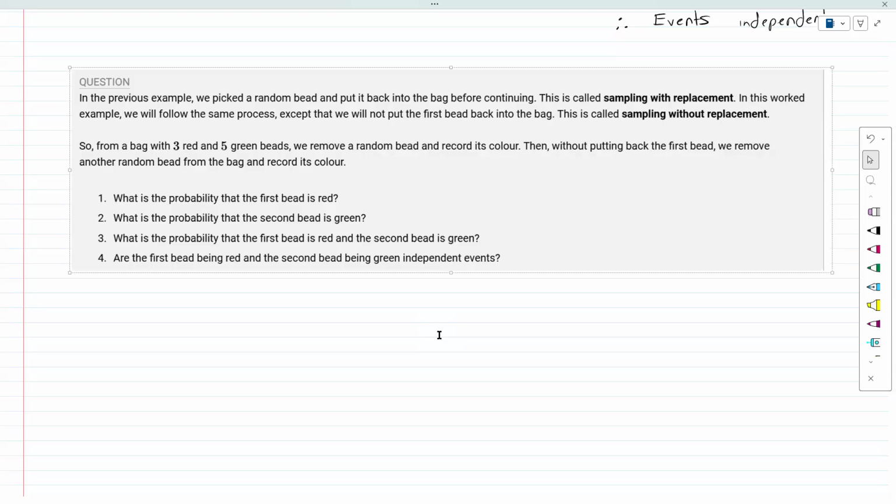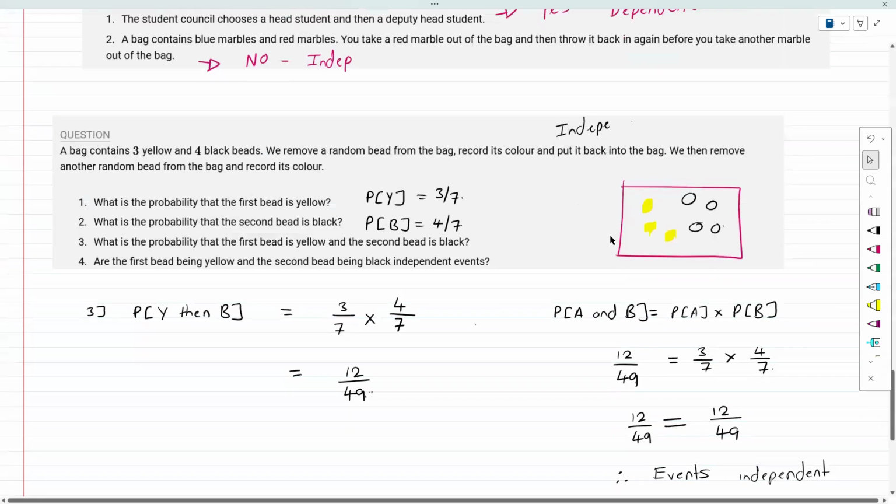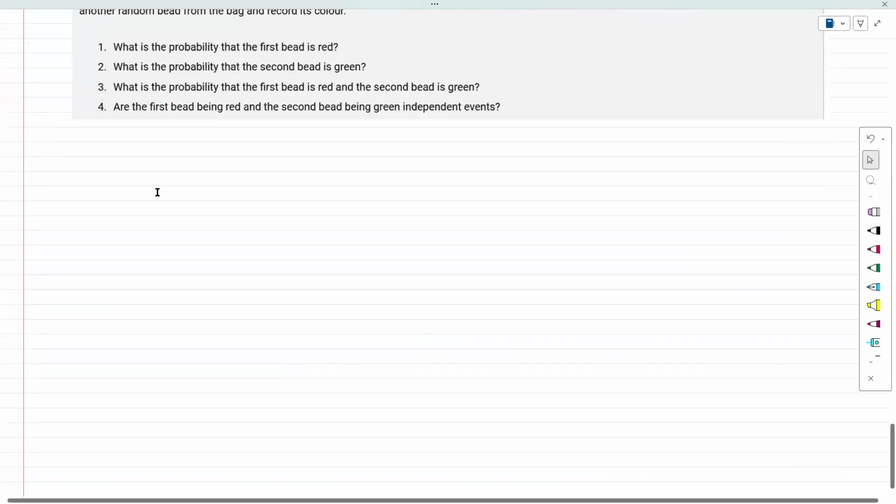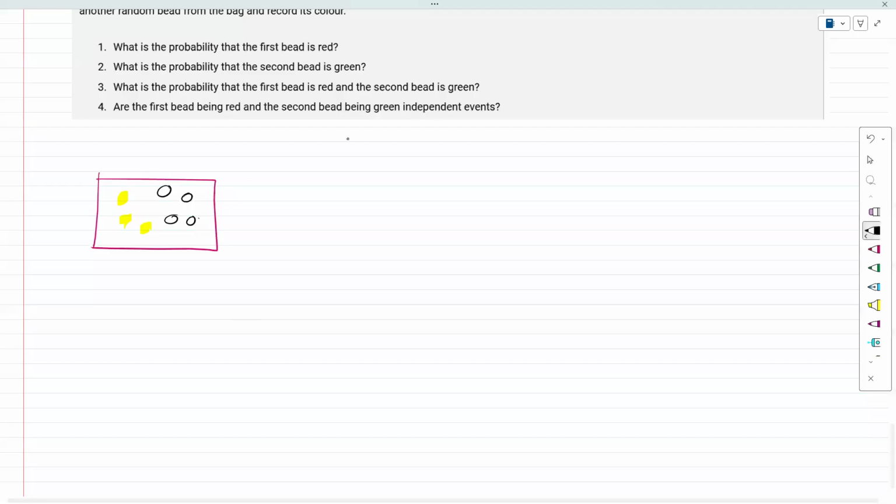Most likely that's called independent, right? It didn't change, but in this worked example, we follow the same process. The only difference is we will not put the first bead back into the bag. So this is sampling without replacement. And this is what most of you guys were used to in the questions. But there's our bag. It doesn't look very nice.